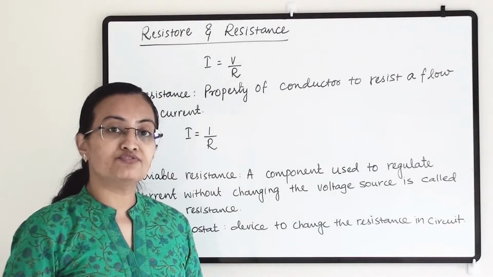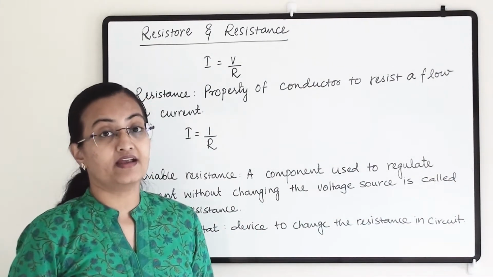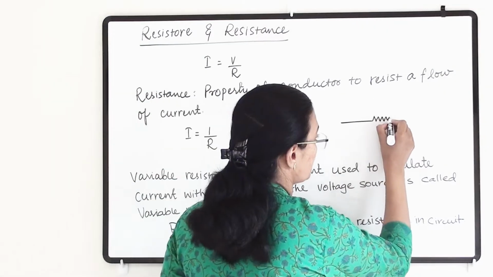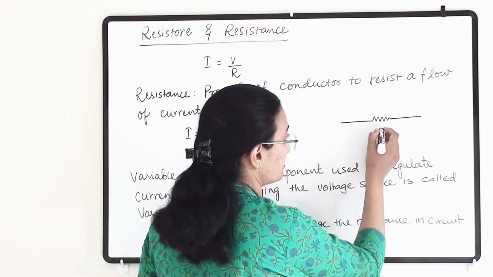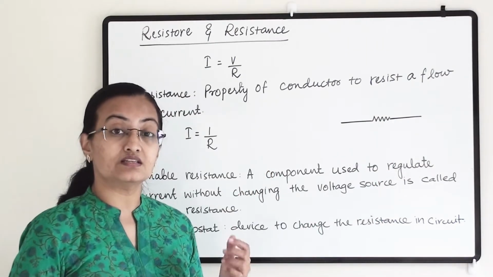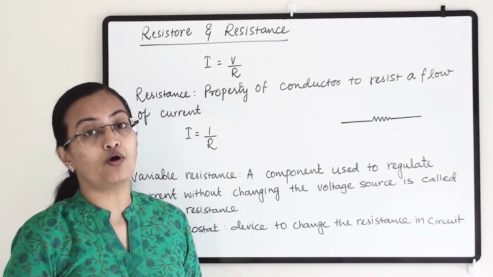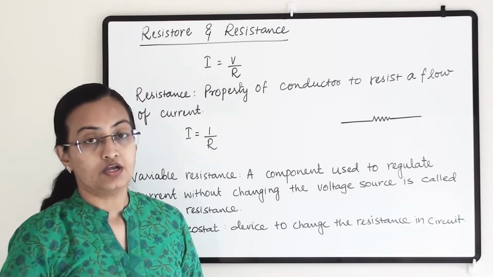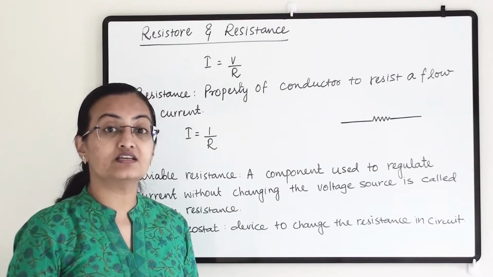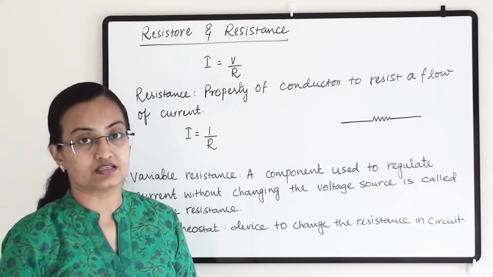What is the basic difference between resistor and resistance? Within the circuit, this shows the resistor. This is termed as a resistor, and resistance is a thing which will resist the flow of current into the conductor. So each and every material or conductor has its own specific resistance.